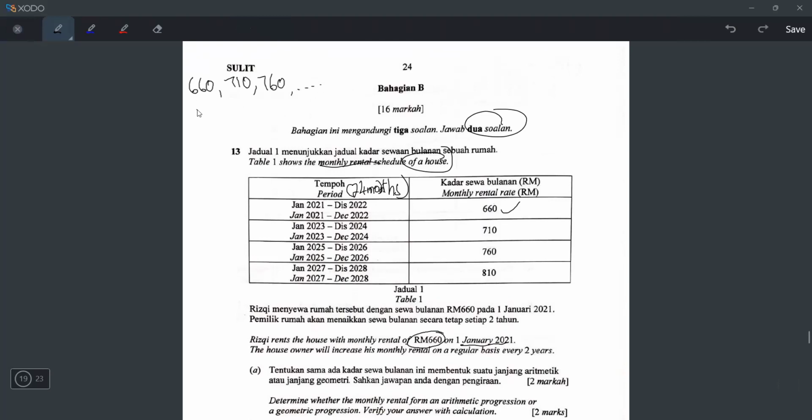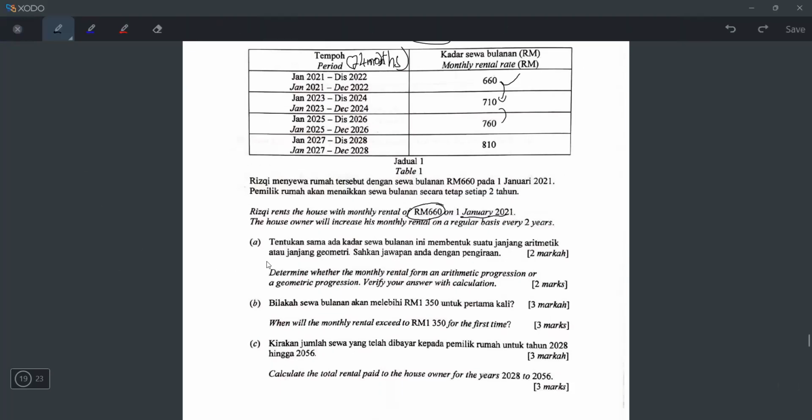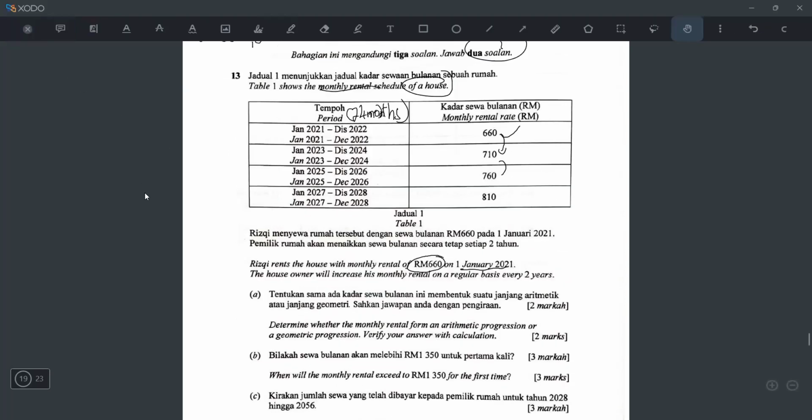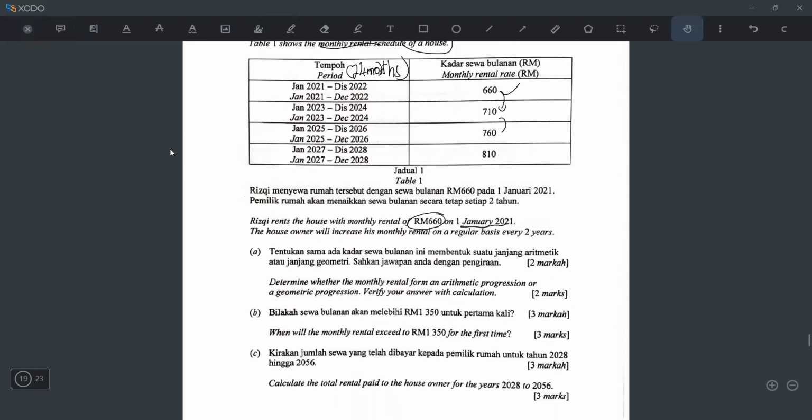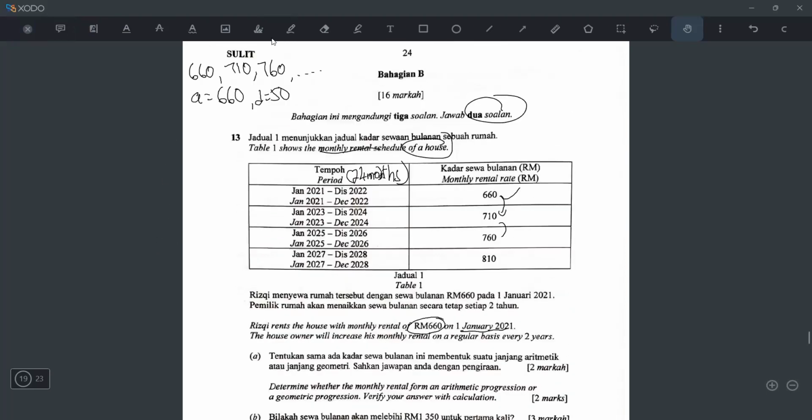So this will form an arithmetic progression because the A is 660 and you can see here plus 50, plus 50, plus 50, right? So the D is 50. Okay. So A, what do they want? Determine whether the monthly rental form an arithmetic progression or geometric progression. Verify your answer with calculation. Okay, I already mentioned it's arithmetic, right? But they want us to show them, to prove to them. So how can we show them?